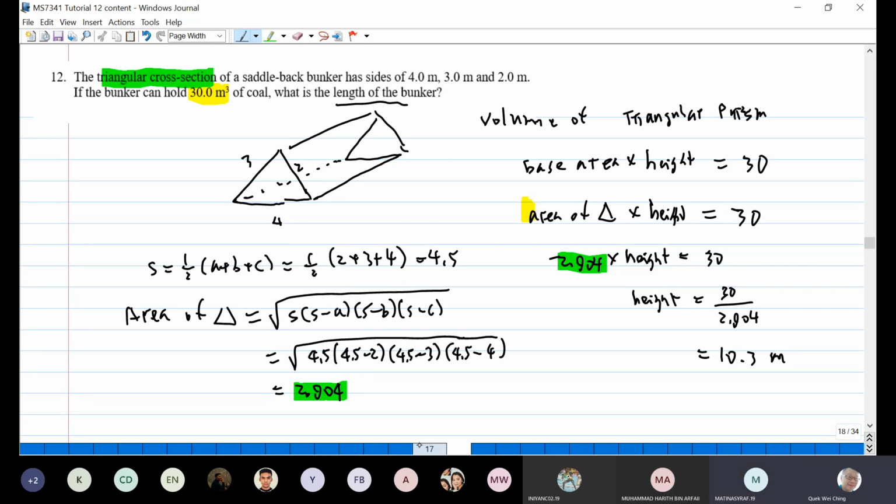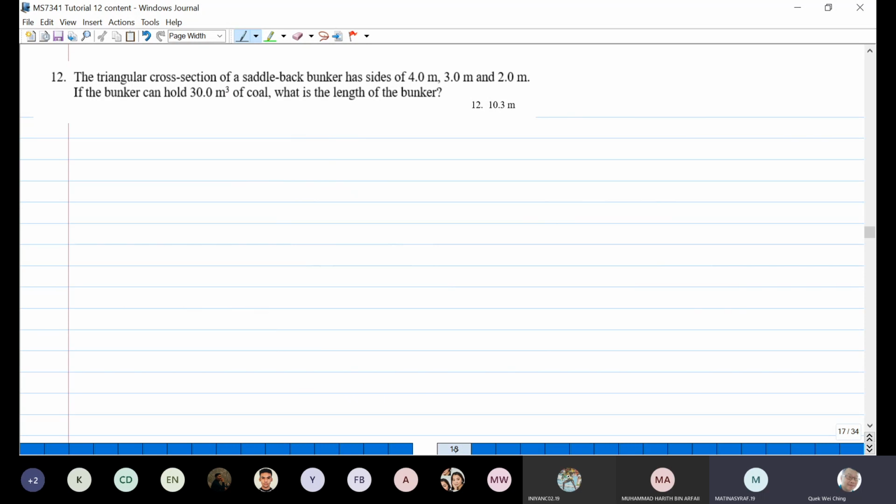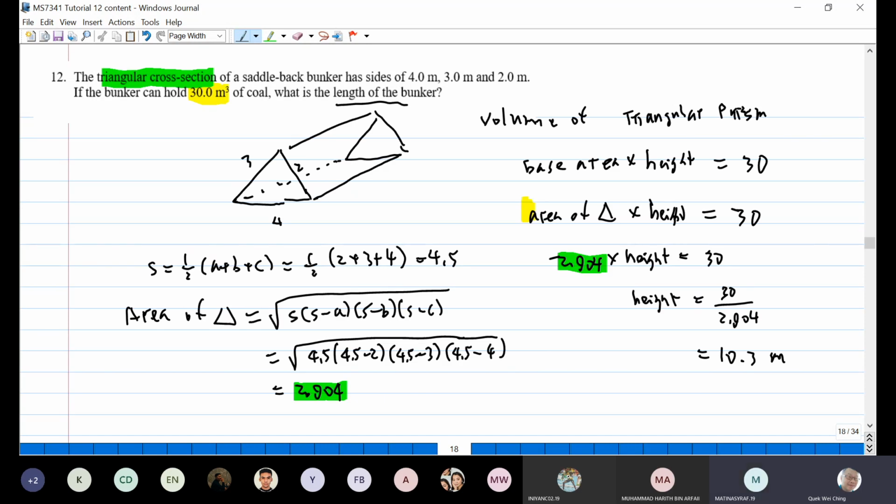Look at the answer. The answer is 10.3, right? Yeah, correct. So that is how you interpret this question. This triangular cross section of a saddle bed bunker has three sides 4, 3, 2. Then you can find the base area of the triangle, and then you can find out the height here. So this is how you do question 12.